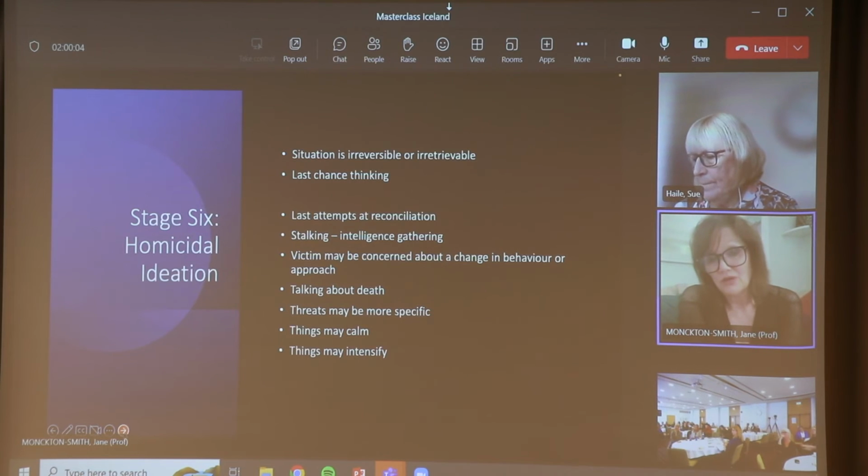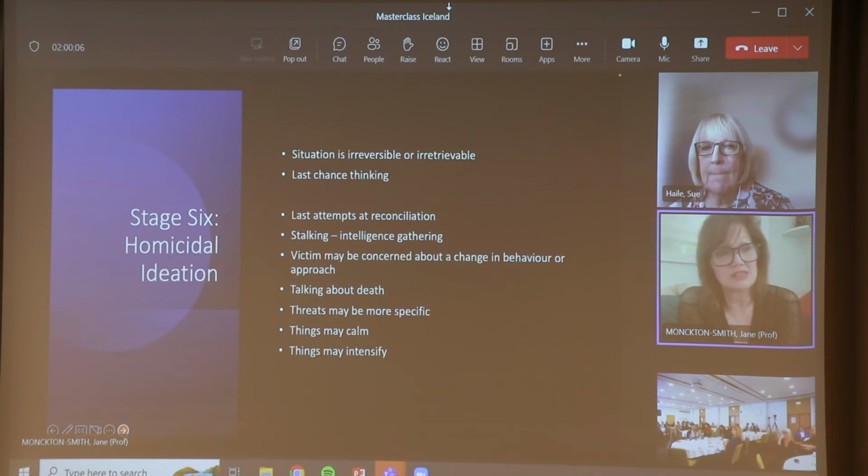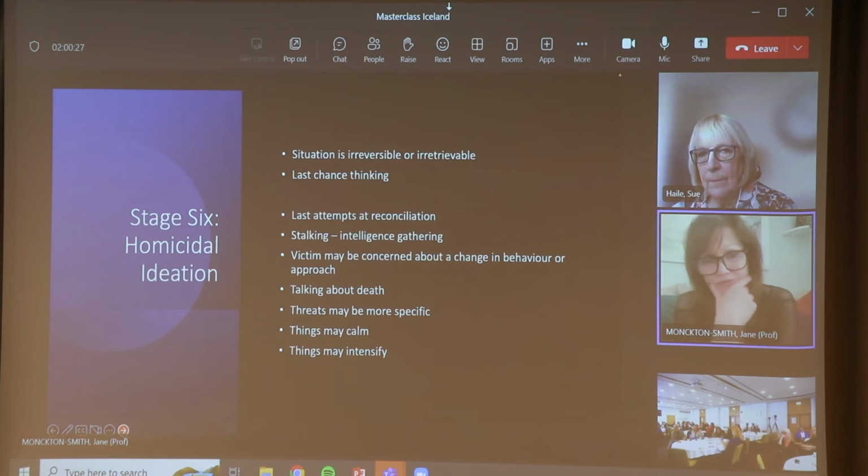So homicidal ideation is basically thinking that there is an option to resolve your issues through homicide, and that starts to form in stage 6. So there are some signs. We can't spend a huge amount of time talking about the signs, but we can talk about some.